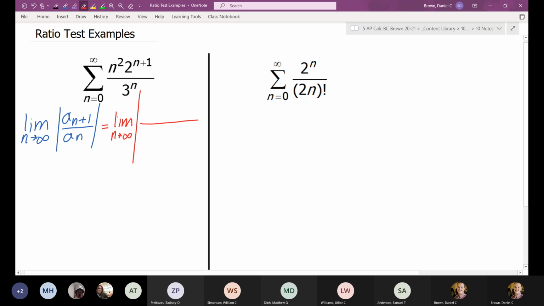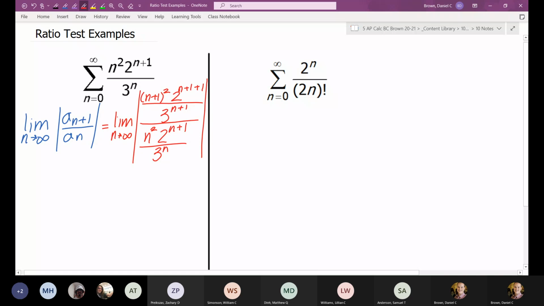A sub n is just the formula we have. So it's going to be n squared times 2 to the n plus 1, all over 3 to the nth. A sub n plus 1 literally means the term after you plugged in n. So basically everywhere we see an n, we're just going to replace it with n plus 1. So instead of n squared, it's n plus 1 squared. Instead of 2 to the n plus 1, it's 2 to the n plus 1 plus 1. Instead of 3 to the n, it's 3 to the n plus 1. And we have absolute value bars around it.